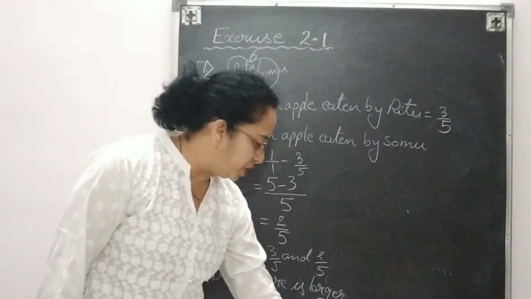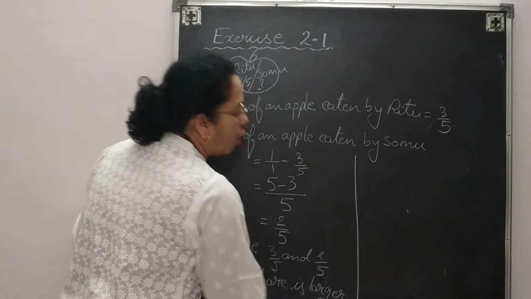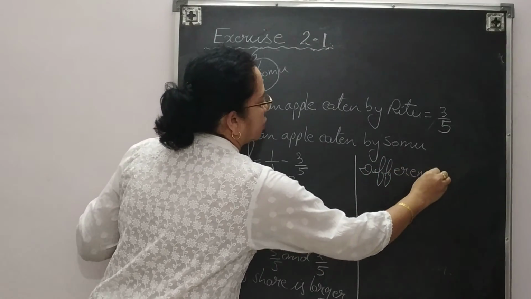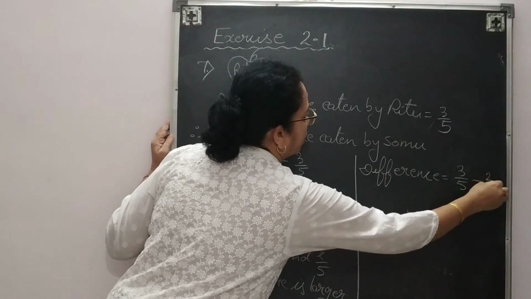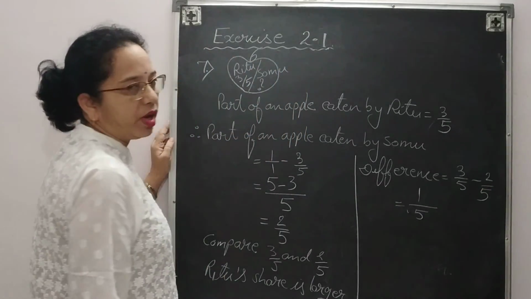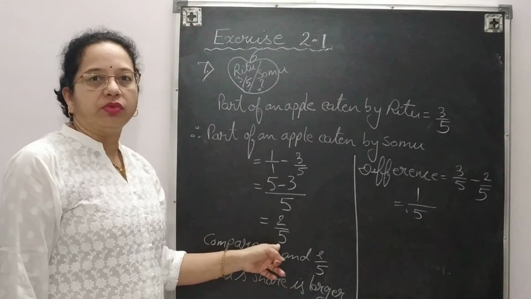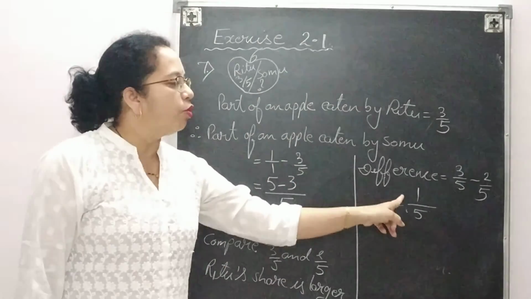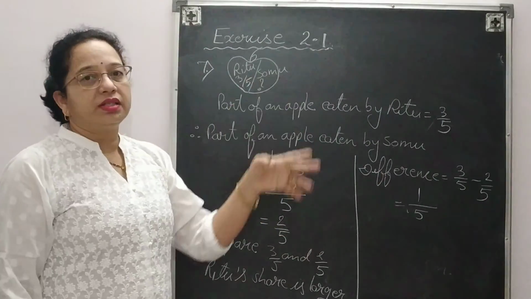Okay. One more question is given. One more sub question is there. By how much? To find how much, we always find the difference. So how to find the difference? 3 by 5 minus 2 upon 5. Since these are like fractions, you can subtract the numerators, so 1 by 5. So what is the whole question? Somu ate 2 upon 5th part of an apple. Whose share is larger? Ritu's share is larger. And by how much? 1/5 part of the apple Ritu is getting.